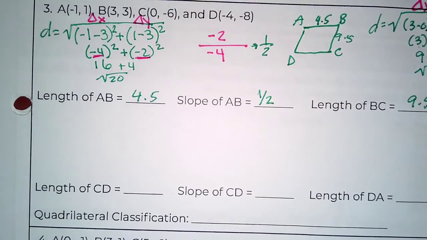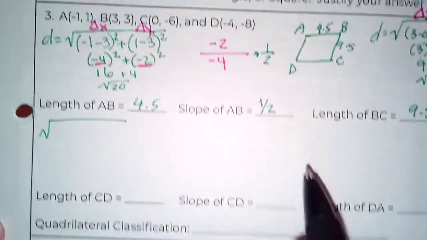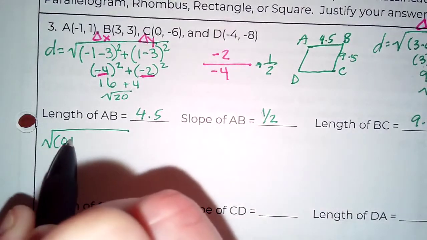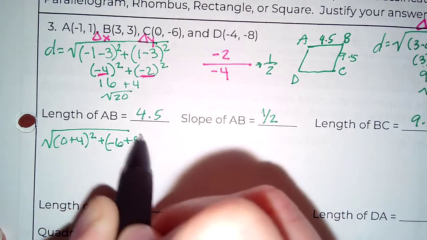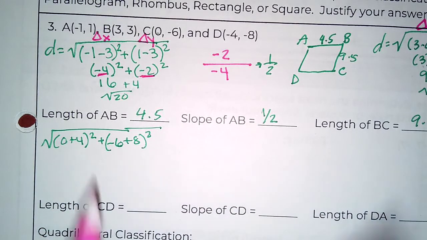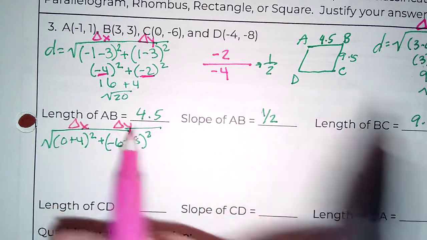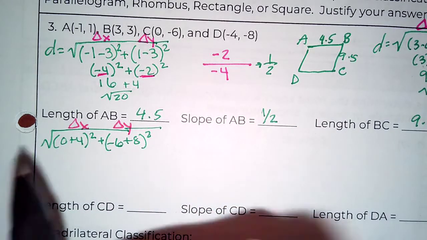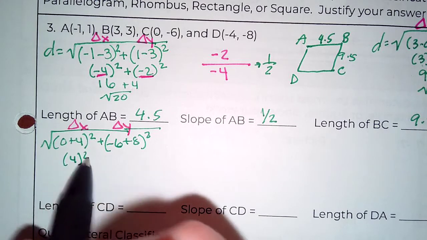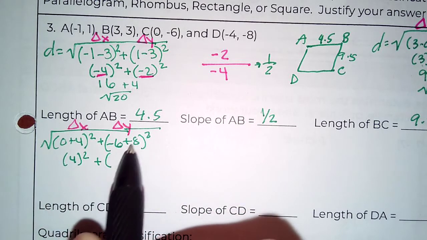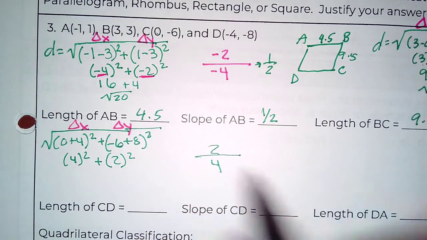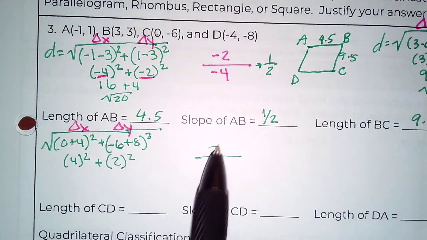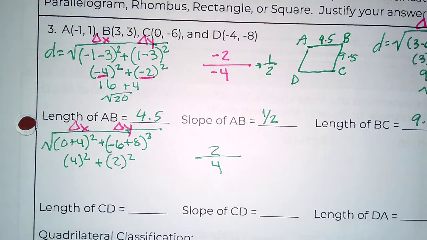So just repeating the process. For CD, let's find the distance. 0 minus negative 4, so 0 plus 4 squared, plus negative 6 minus negative 8, so negative 6 plus 8 squared. So that was my change in x's, change in y's. So 0 plus 4 is 4 squared, plus negative 6 plus 8 is 2 squared. If you stop right there and just throw that into your slope formula as well, you could. So 2 on the top, 4 on the bottom, and then continue. Whatever makes sense in your head to do.